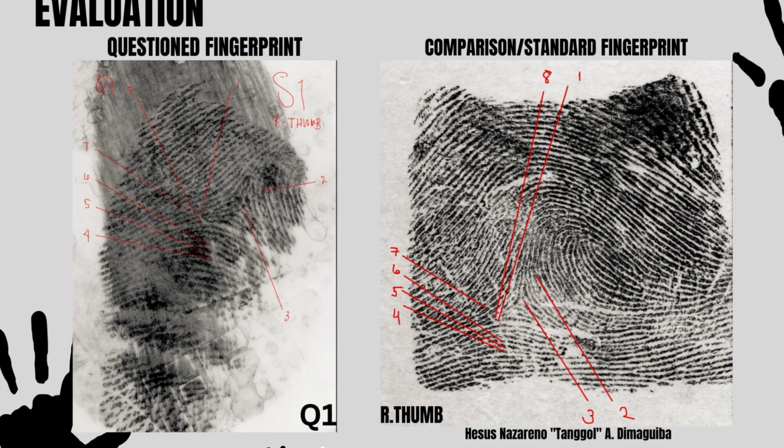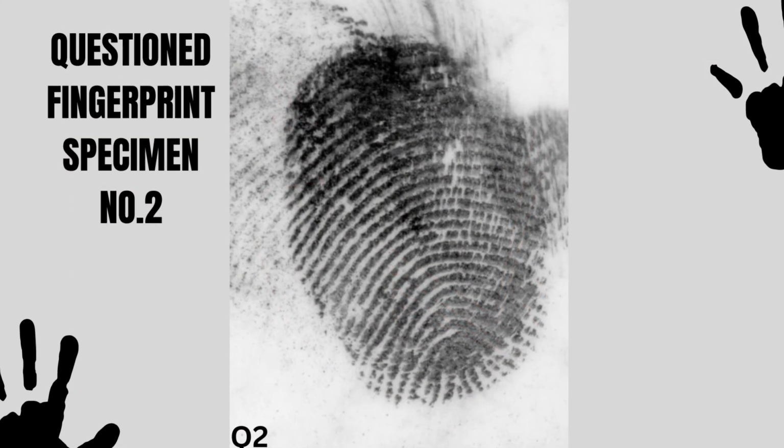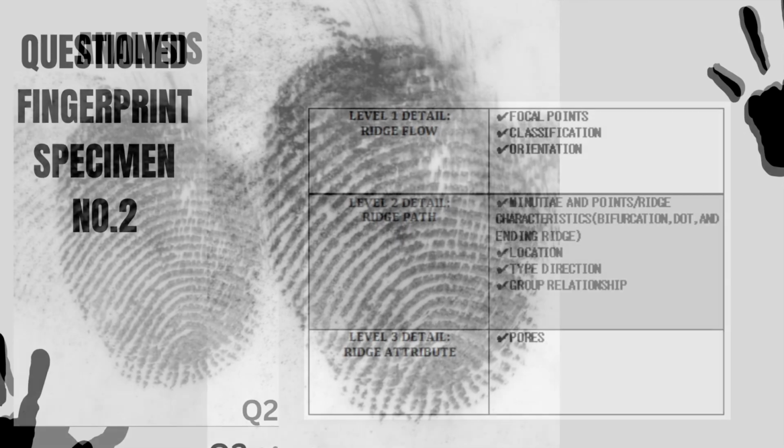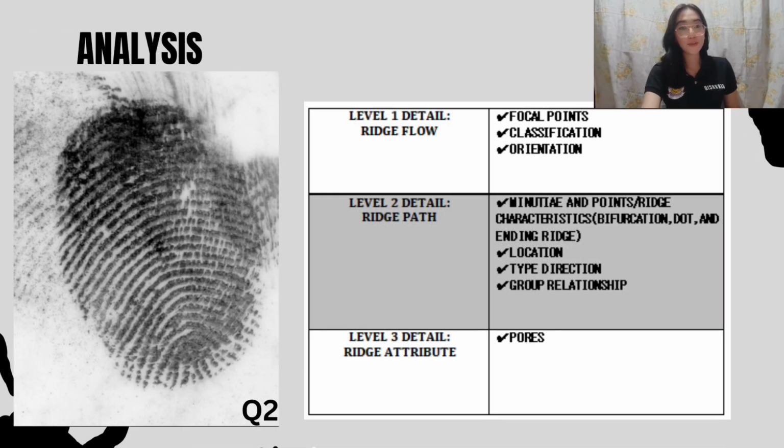Here we are in the evaluation. After conducting and accomplishing the analysis and comparison of the question print, I therefore conclude that the Q1 and S1 right thumb come from Jesus Nazareno de Magiba. All of this will be evident as we move along to the next process, which is the comparison.